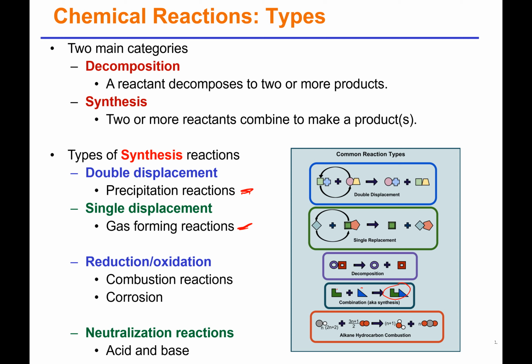And next I have reduction oxidation. So this would be an example of combustion reactions or corrosion reactions. We'll look at those closer in a moment. And then we have neutralization reactions. So this is a reaction between an acid and a base.